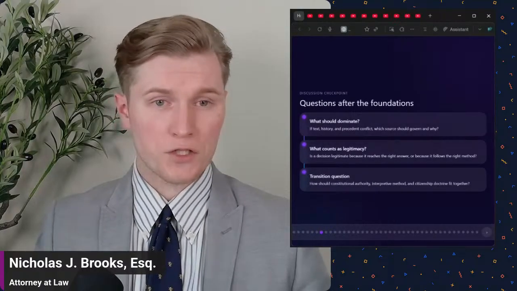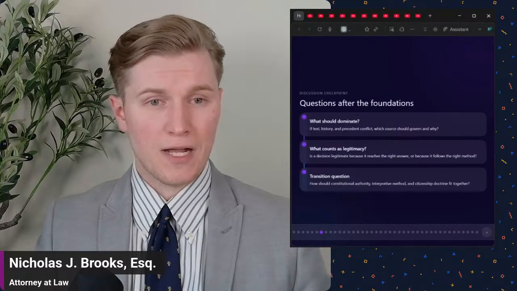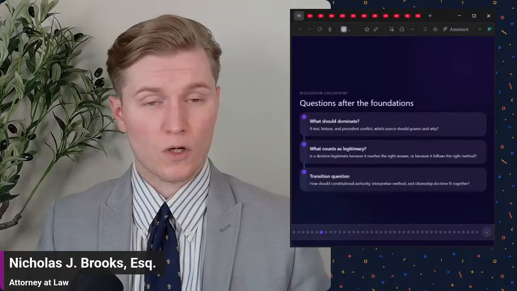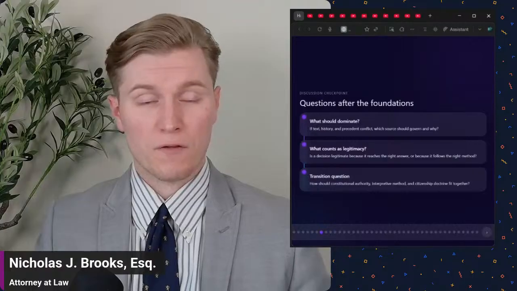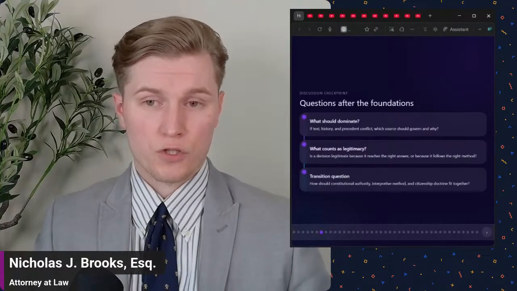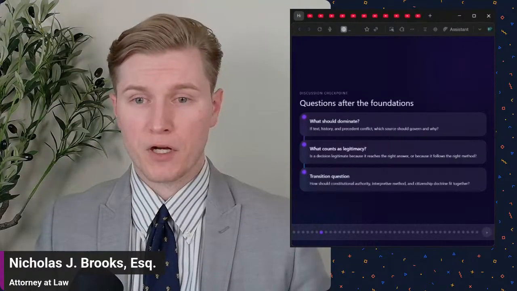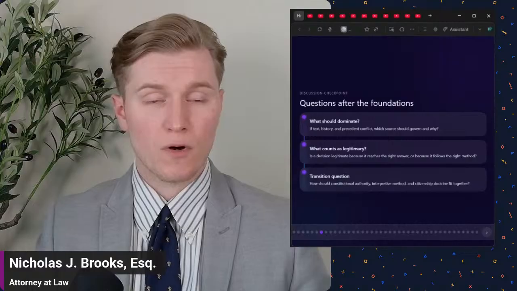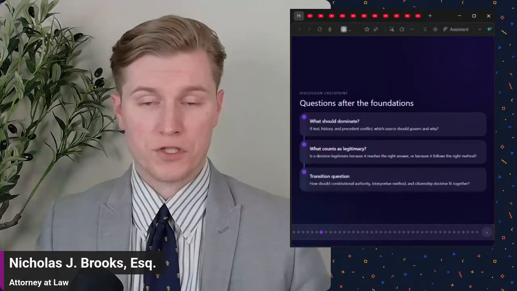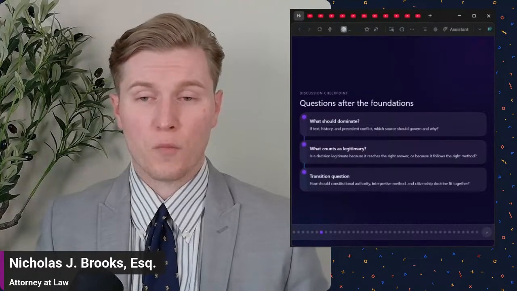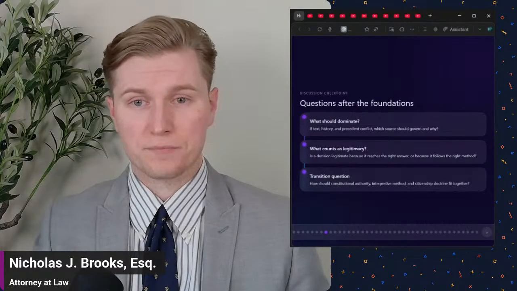Some of the questions that we have after this foundations topic and understanding the class are meant to get your mind thinking: what should dominate when we're interpreting and applying law? If it's the text, should it be the history? What if there's a precedential conflict? Which source should govern and why? What counts as legitimacy? Is a decision legitimate because it reaches the right answer or because it follows the right method? We also have a different transition question: how should constitutional authority, interpretive method, and the citizenship doctrine fit together in that analysis?